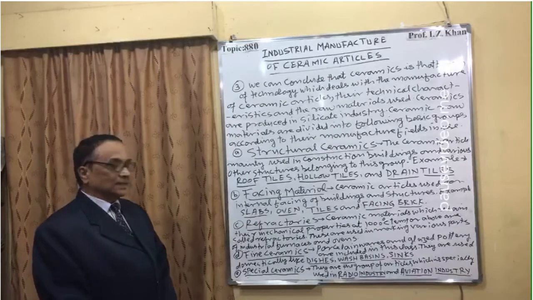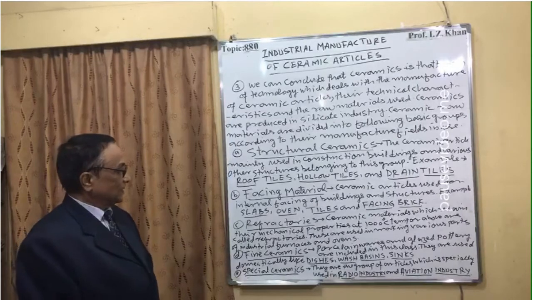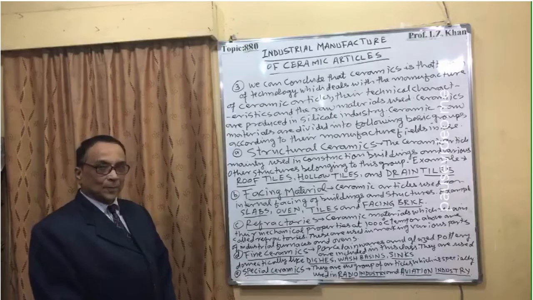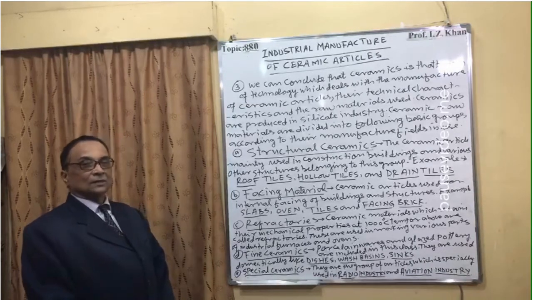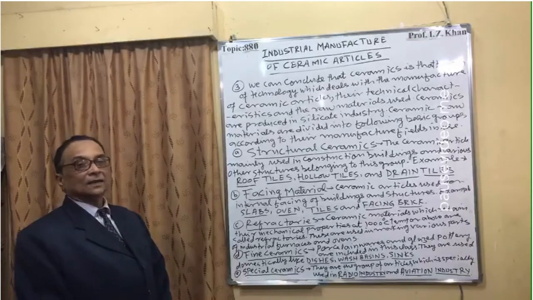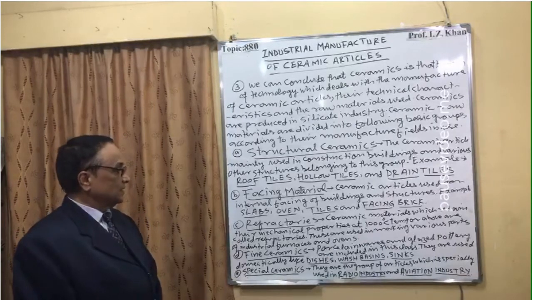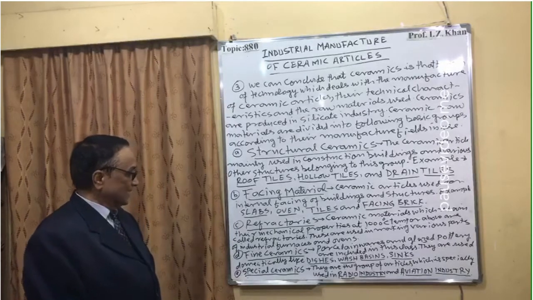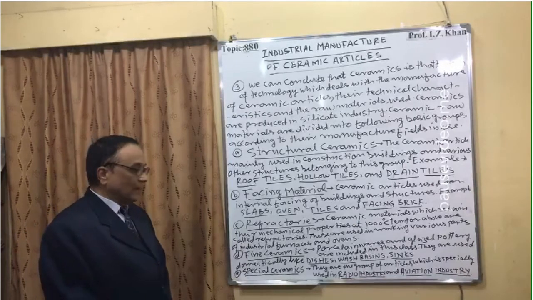C is refractories, a type of ceramic. The refractory ceramic materials retain their mechanical properties and stability at 1000 degrees centigrade temperature or above, and are called refractories. These are used in the making of various parts of industrial furnaces and ovens. D, fine ceramics.